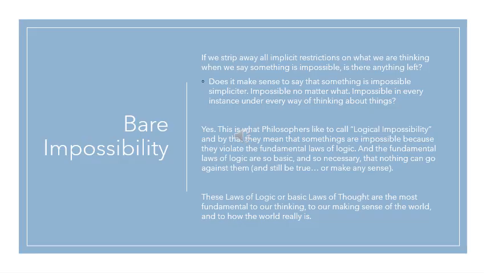Now, if we strip away all implicit restrictions on what we're thinking when we're thinking about whether or not something is possible or impossible, is there anything left? That is, does it make sense to say that something is impossible simpliciter, like impossible no matter what? Impossible in every instance under every way of thinking about things? Or does it just turn out that everything is possible in some sense as long as we remove the restrictions?